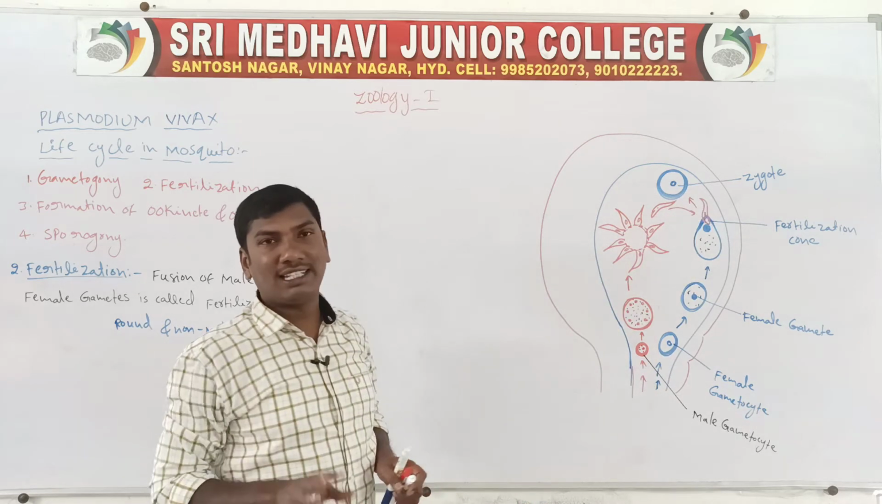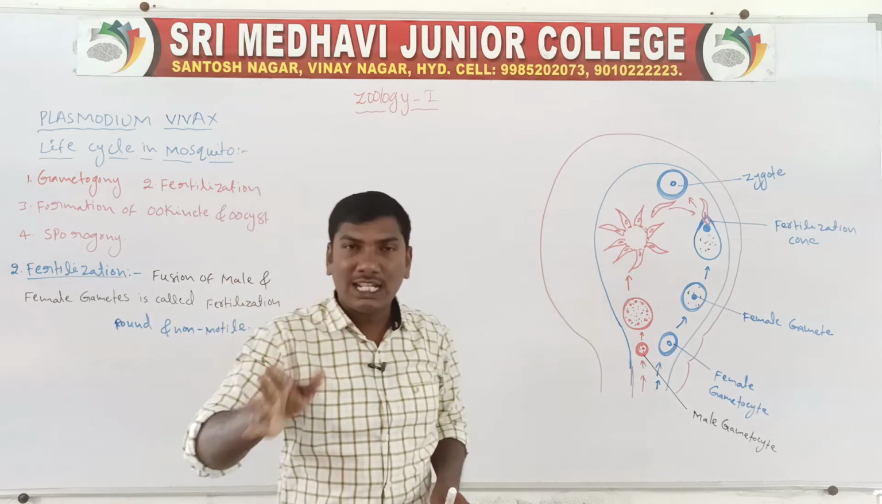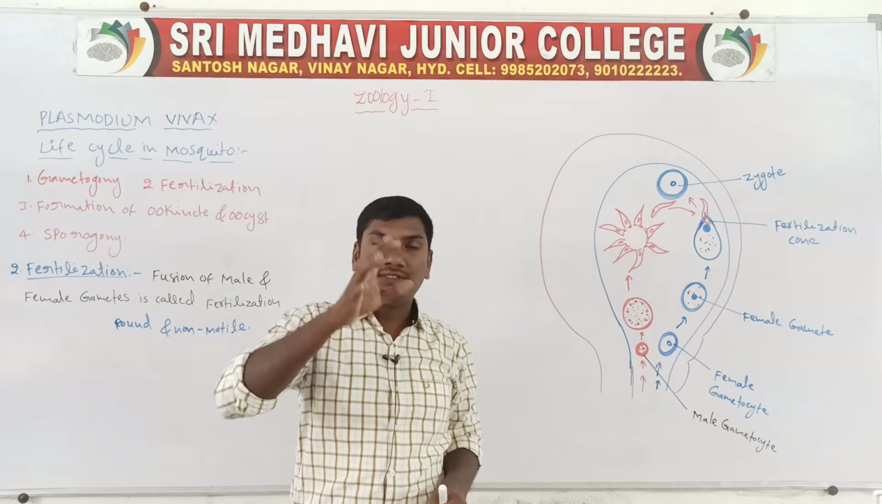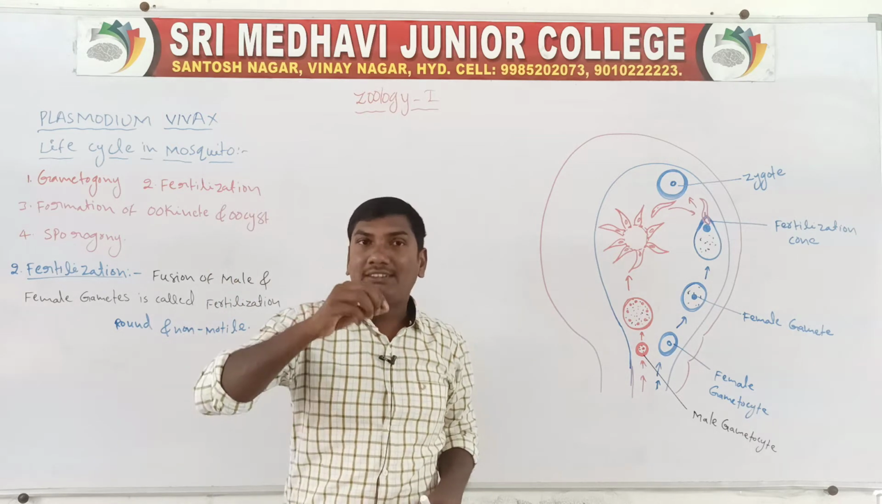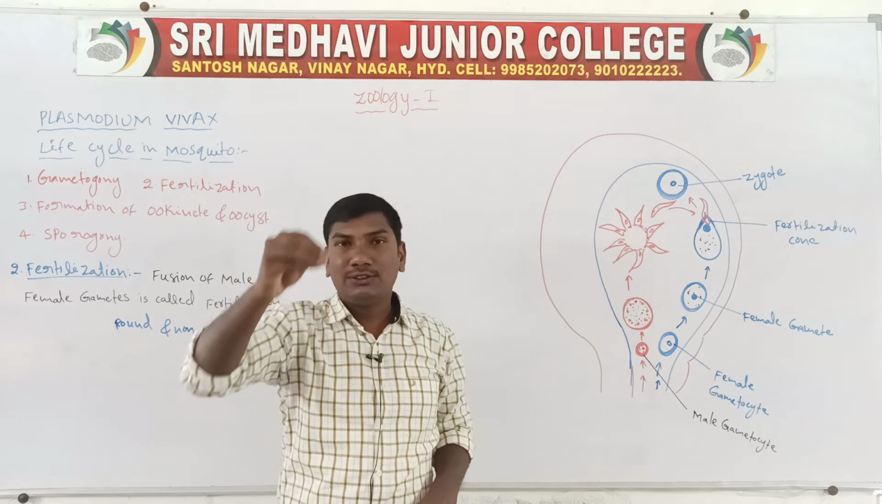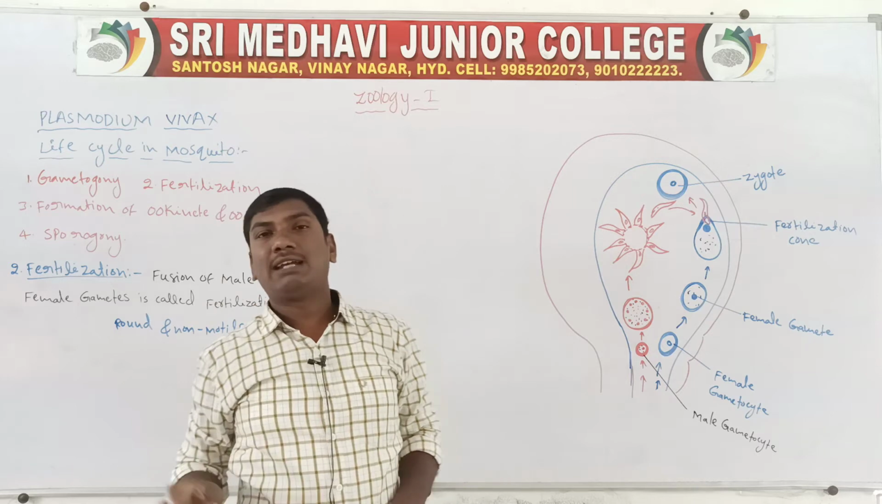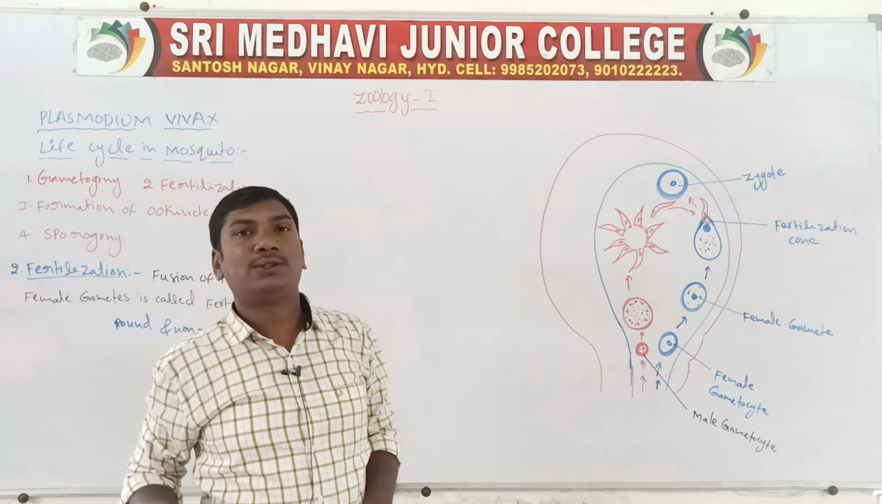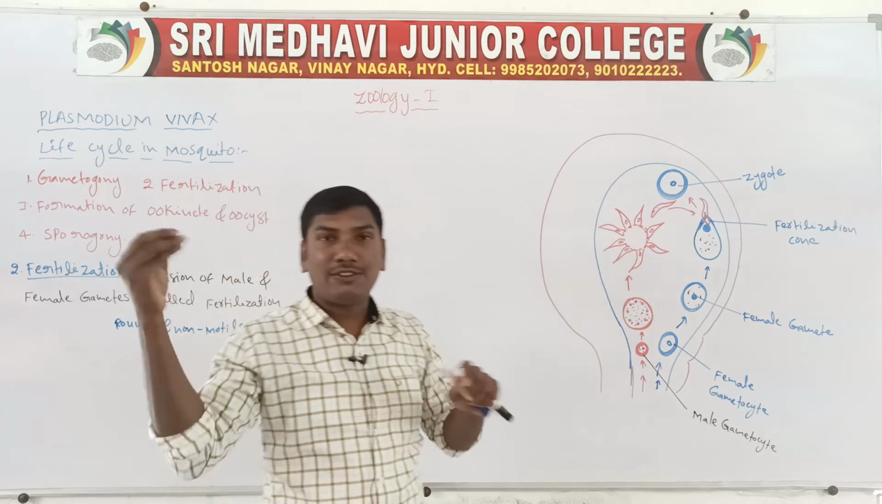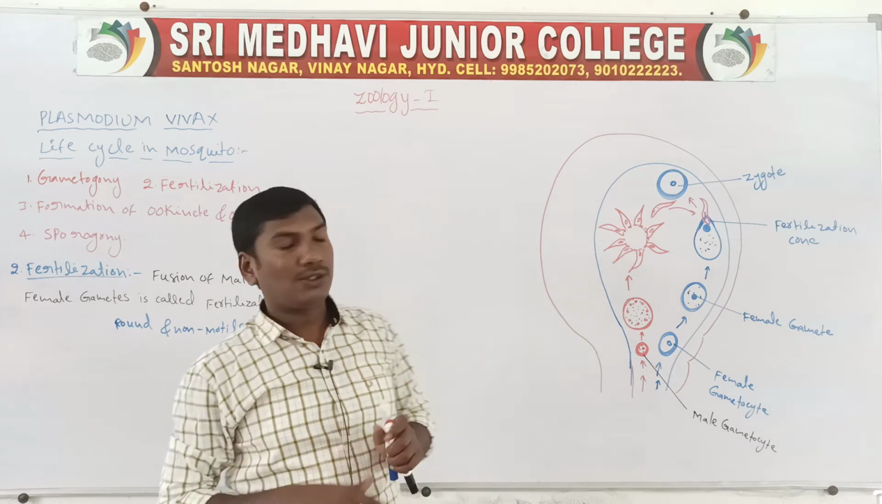So, fertilization simply means fusion of male and female gametes. The actively moving male gamete reaches the fertilization cone region of the female gamete and enters into it. This is the formation of zygote. This is dissimilar gamete fusion, called anisogamy.